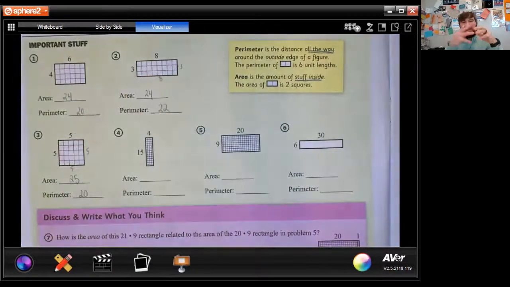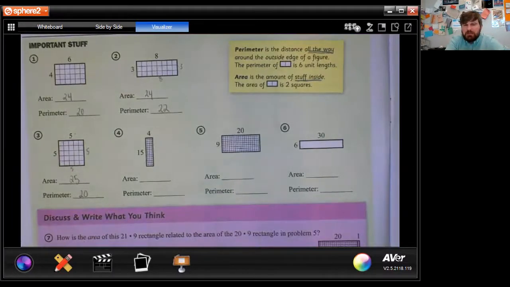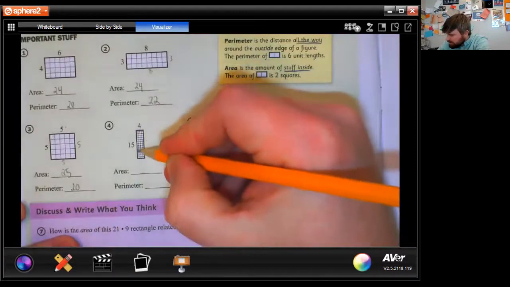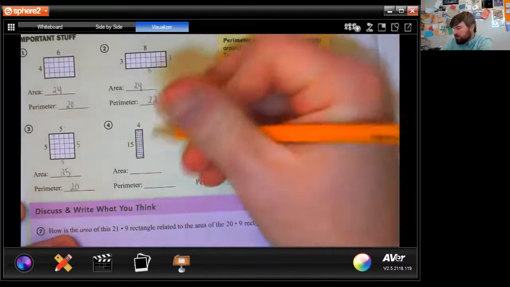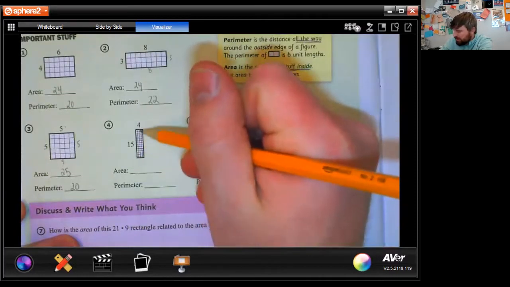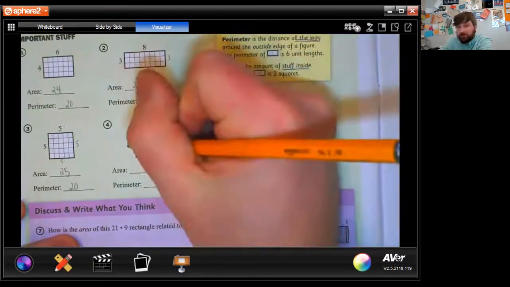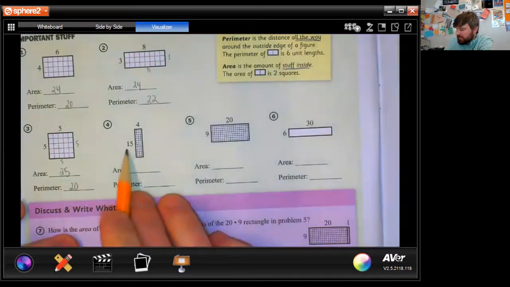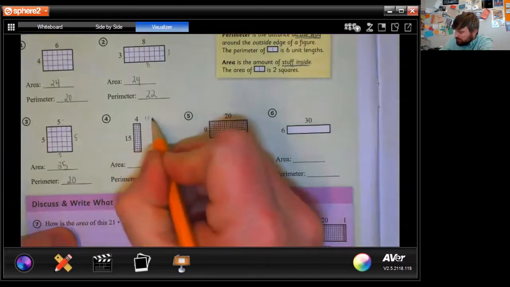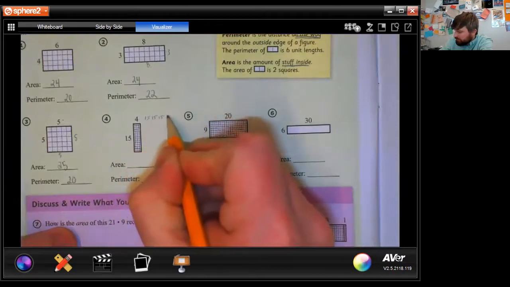And as these shapes get bigger and bigger and bigger, it's going to be harder to count all the boxes on the inside, such as these next two. Those boxes are really tiny. Okay, so it's hard to count it. But we know we have 4 columns of 15. So we have 15 four times. So you got 15, 15, 15, and 15.